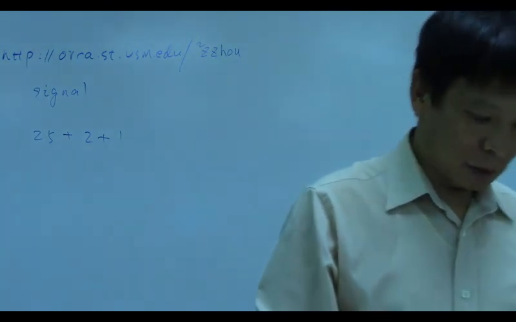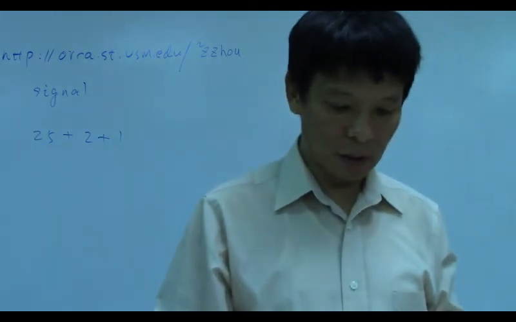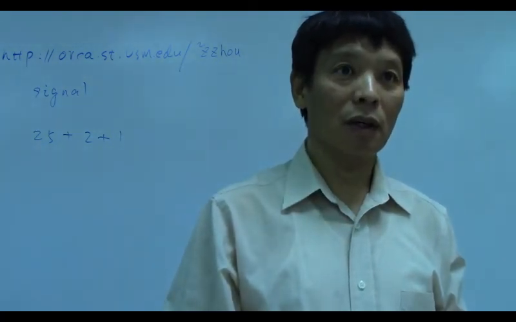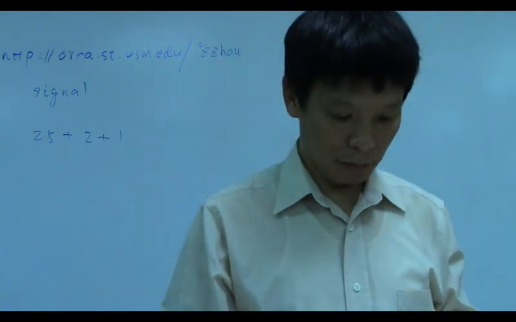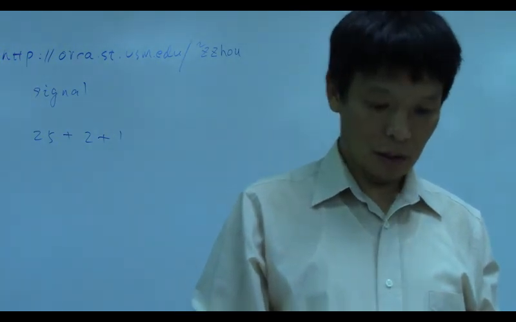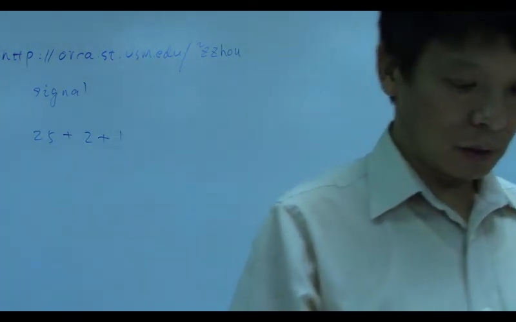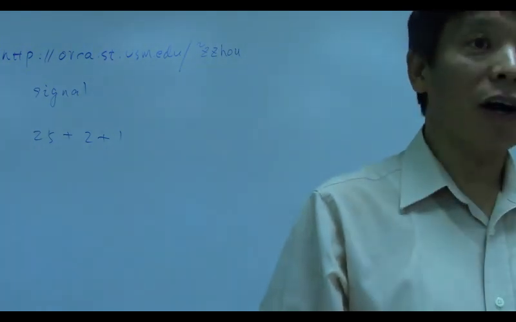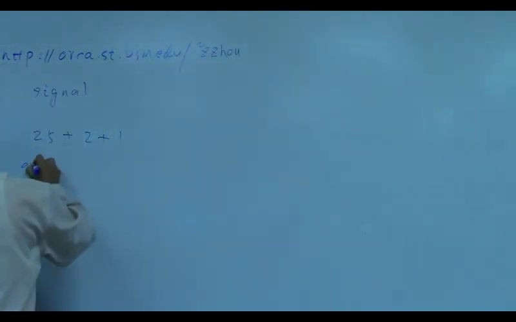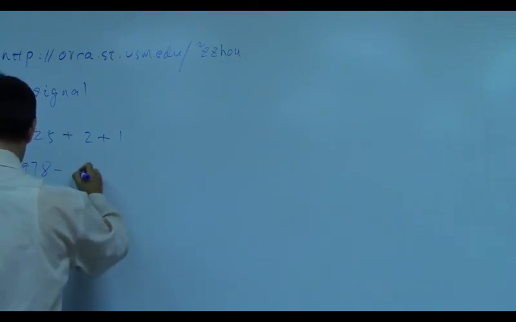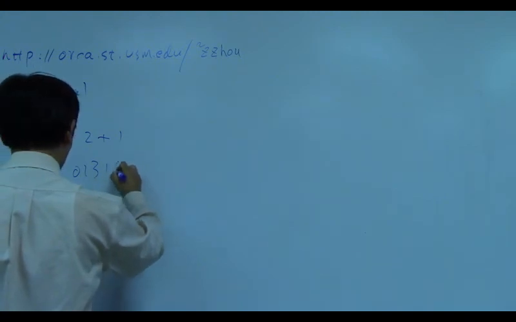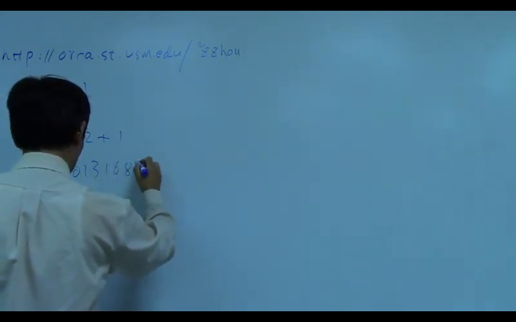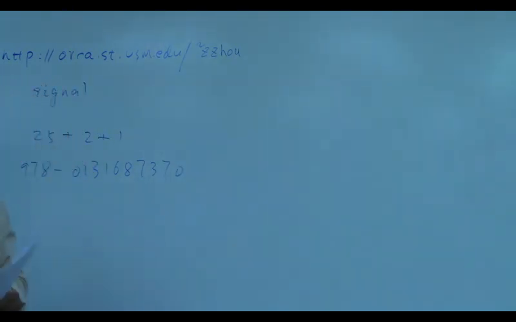The textbook is Fundamentals of Signals and Systems Using the Web and MATLAB, the 3rd edition. And the lecture notes are also important. I'll tell you the ISBN. It's 978-013-168-7370. It's called Fundamentals of Signals and Systems.